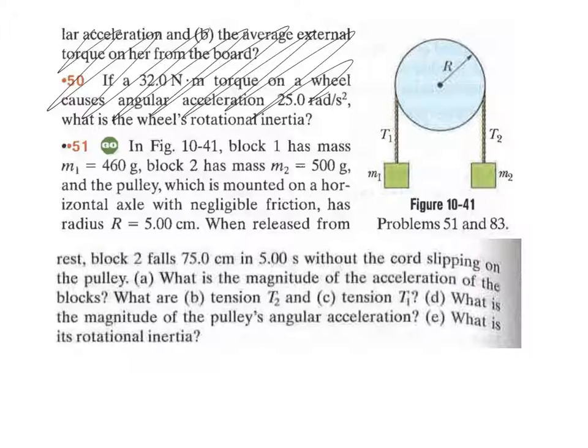Next, what is the magnitude of the pulley's angular acceleration? What's the symbol for angular acceleration? The fish, alpha. Alpha, okay? And then finally, what is its rotational inertia? That's I. So we're going to be looking for alpha and I. So think about it. Tau equals I alpha. So if we can get alpha, we can get I. We're going to need tau also, so we're going to need the torque net. To get tau, we need the tension. So this problem is literally stepping you through every step along the way.